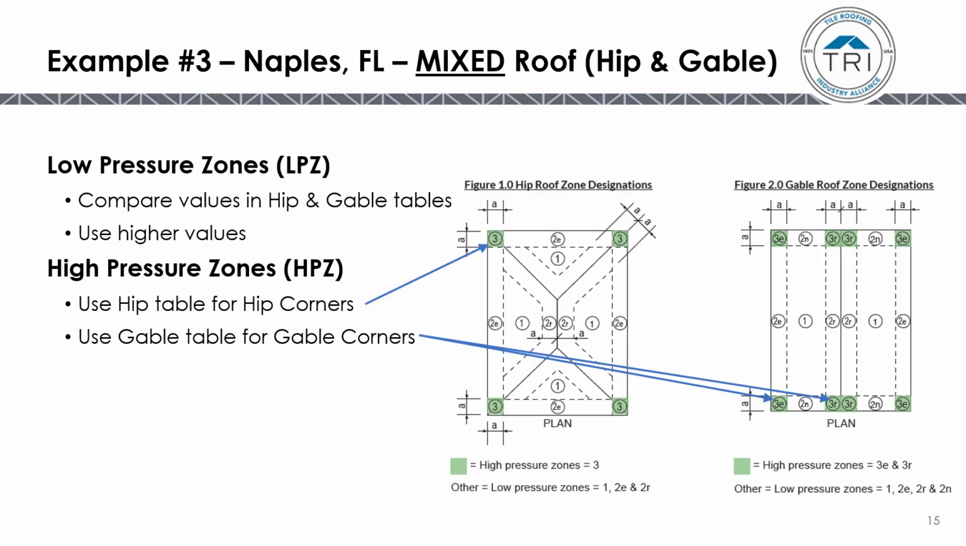So if we look at the diagrams of the difference between a gable style and a hip style roof showing the zones, that will give us a guide. Now, first, for the low pressure zones, we'd compare the values of the hip and the gable tables and use whichever is higher for that specific roof design, for that type of building and that location with its wind speed and so forth. Then for the high pressure zones, we would use the table for whether it's a hip or gable table, depending on what that style of corner is.